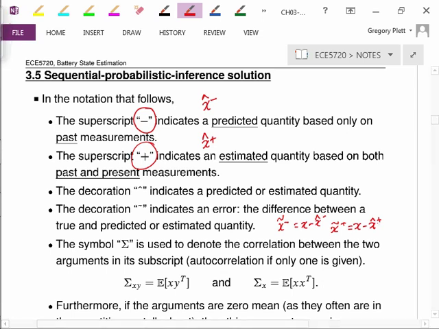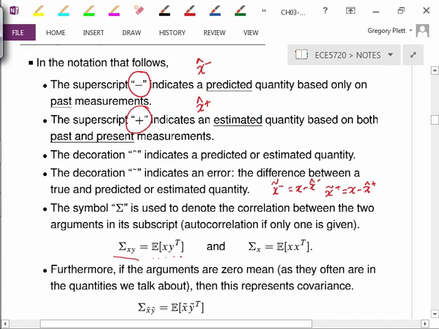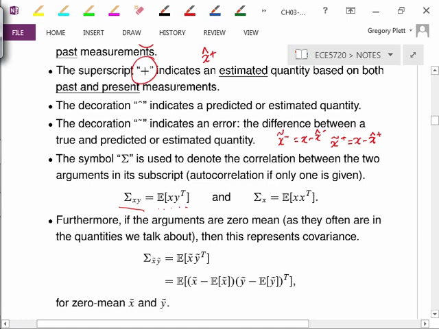The symbol sigma is used to denote a correlation, just as we've seen in the previous sections, between the two arguments in its subscript. And it's an autocorrelation if only one argument is given. So sigma xy is the expected value of x times y transpose, just by definition. And sigma x is equal to the expected value of x times x transpose. And when the arguments are zero mean, as they often are in the quantities we're working with, then the correlation is the same thing as the covariance.